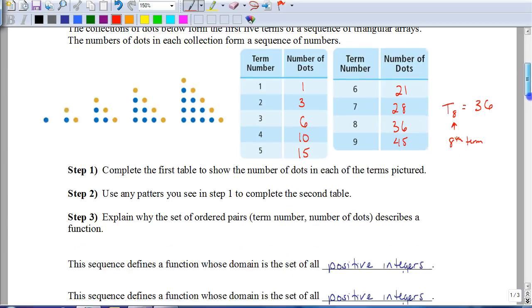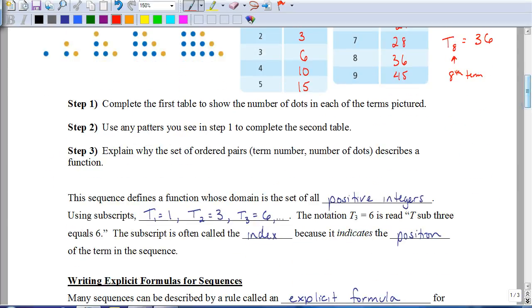The way that we'd read this is T sub 8, and that's all described down here in this paragraph. Again, this sequence defines a function whose domain is the set of all positive integers. Remember, integers are numbers that don't contain decimals, both positive and negative numbers, but this is referring to just our positive numbers. Another way to look at this is our natural numbers. Remember when we talked about those different categories of numbers? If you forgot, you might want to look back at lesson 1.1 or 1.2, where we talked about the different categories.